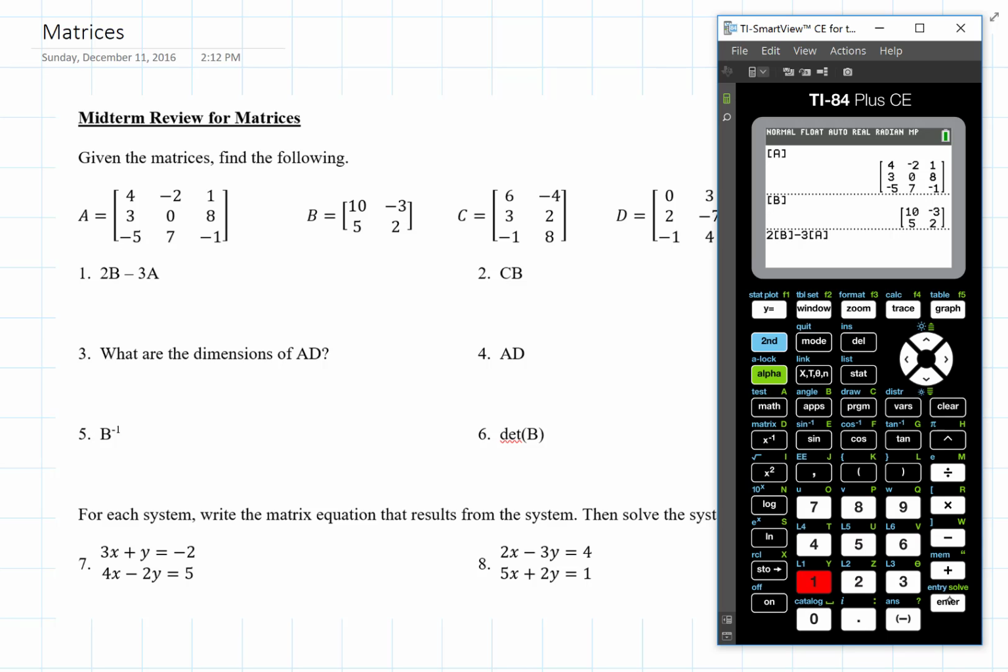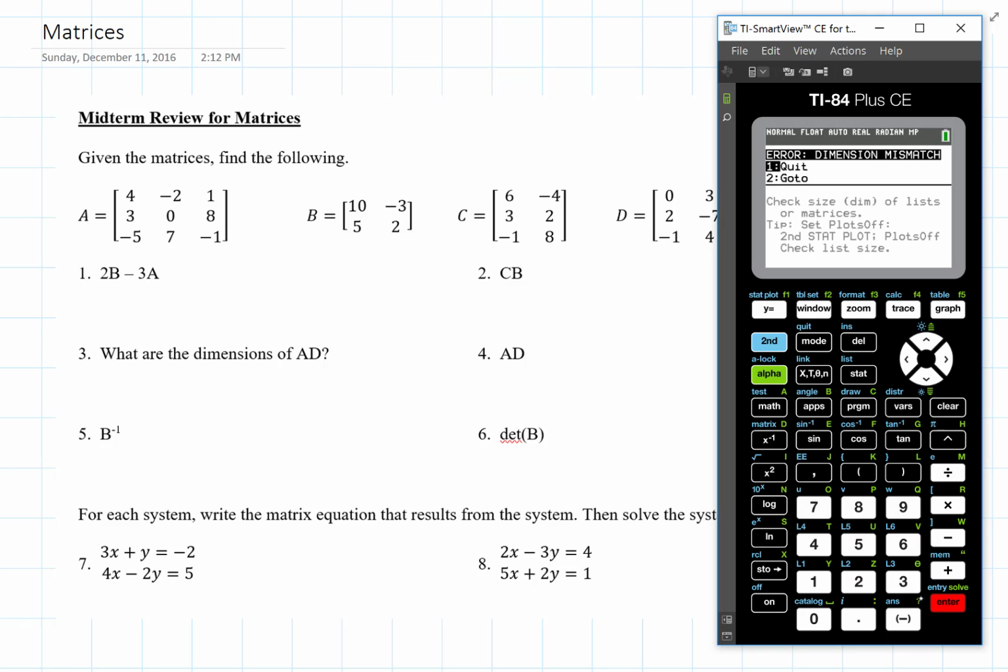So if we press enter at this point, we're going to get an error message. Dimension mismatch. And that usually means you've either defined the matrix wrong or the dimensions just don't match like they do in this case. But in any case, we can't do the operation. So for this one, we're simply going to write undefined.